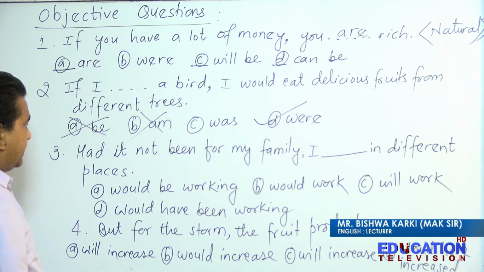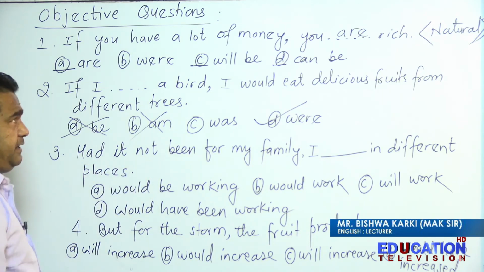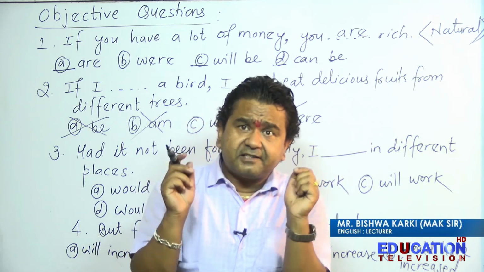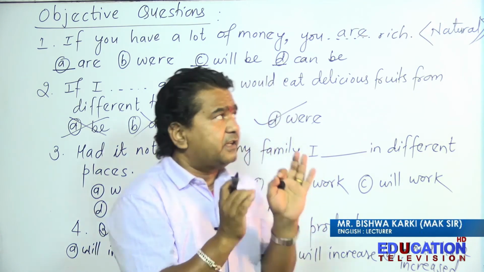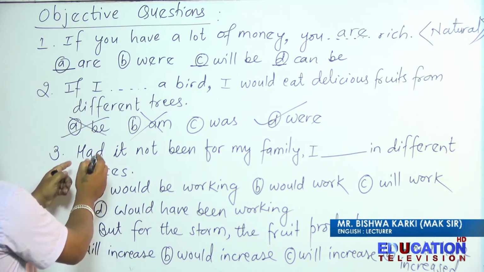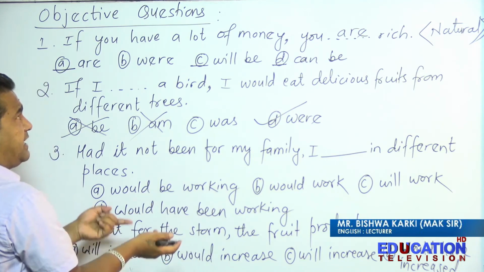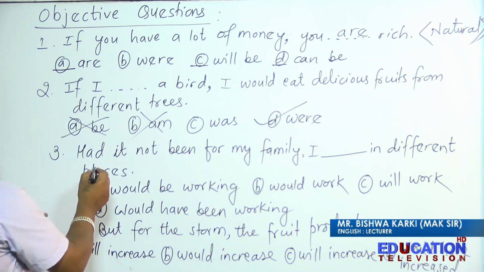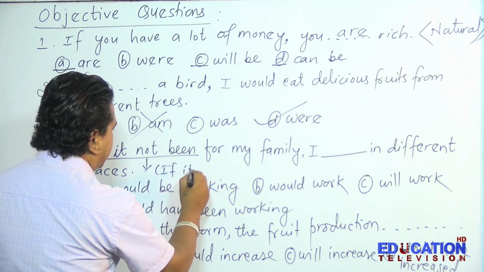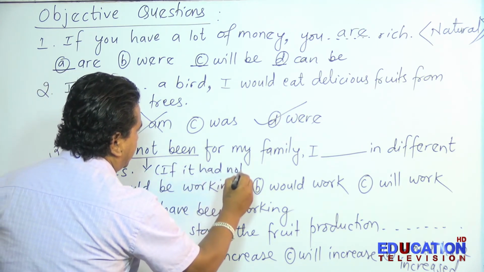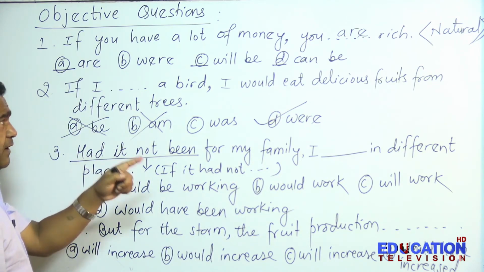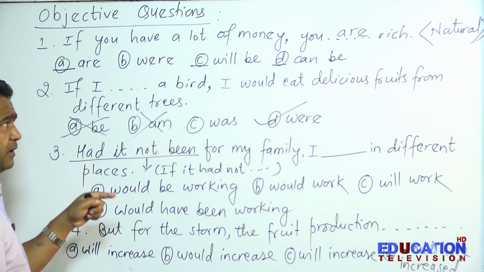That's the thing. Had it not been for my family. In the sentence, where is if? If is understood. Sometimes, even without if, you have to realize that there is if. Had it not been for my family means if it had not been for my family. Had it not been means if it had not been. Understand it this way.